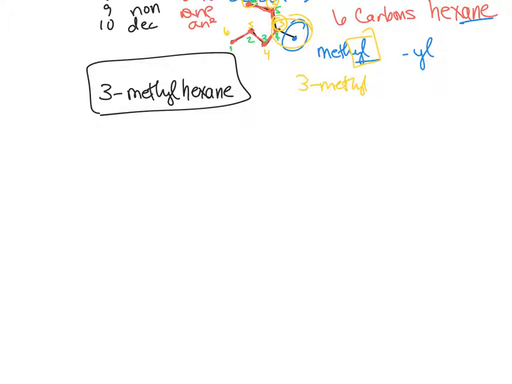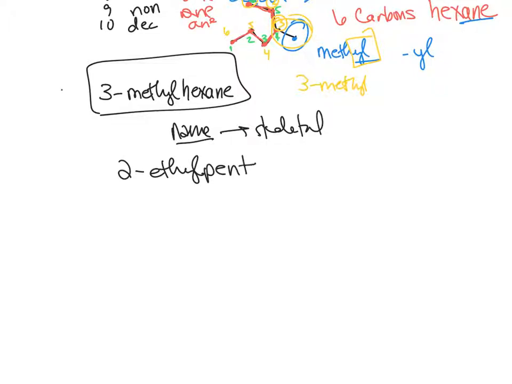Okay, so let's try to convert a name into a skeletal formula. I'll give you a name, and then you draw the skeletal formula. So let's draw 2-ethylpentane.